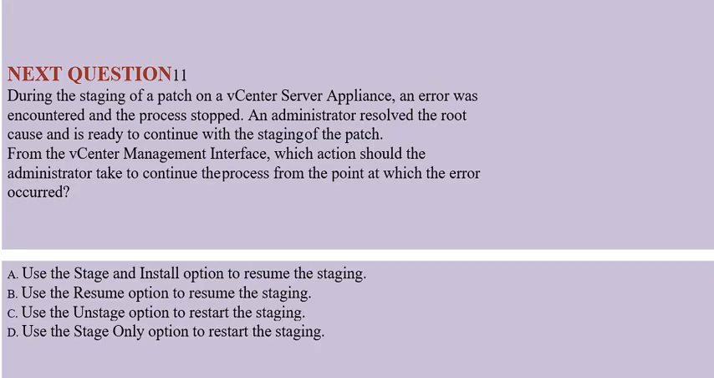Question is during the staging of a patch on a vCenter appliance, an error was encountered and the process stopped. An administrator resolved the root cause and is ready to continue with the staging of the patch. From the vCenter management interface, which action should the administrator take to continue the process from the point at which the error occurred? Option A. Use the stage and install option to resume the staging.